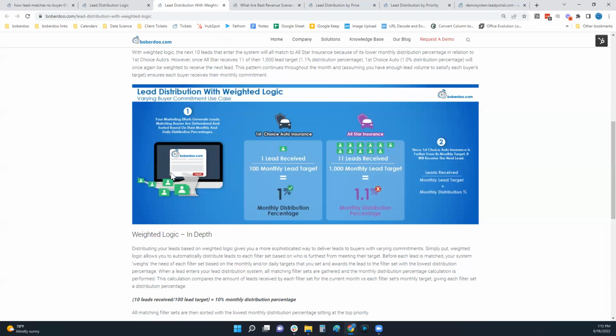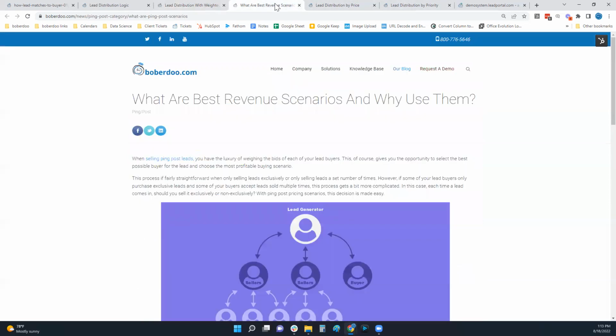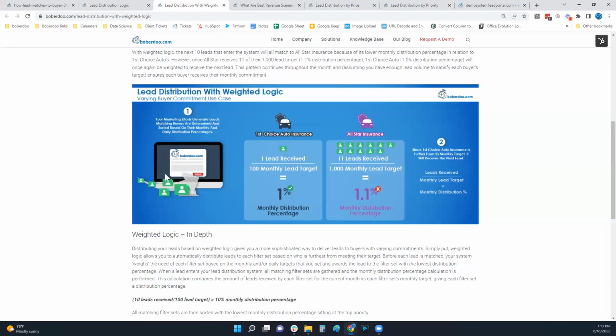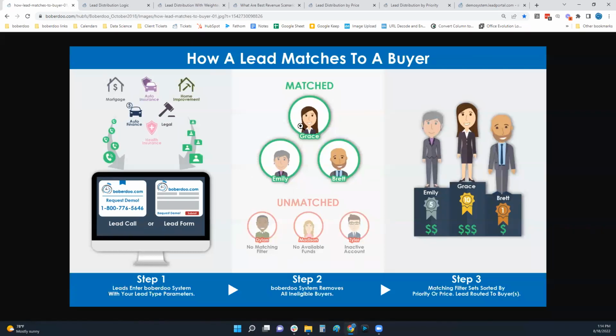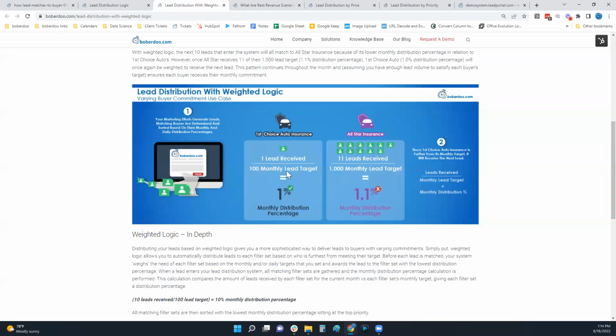When we look at the weighted logic, the idea is that we introduce another sorting logic on top of the priority. So with weighted logic, priority is still the first determining factor. But then there is a target that is introduced into the filter set. A target is simply just that. It is a soft limit. So you can go over a target, but you cannot go over a limit.